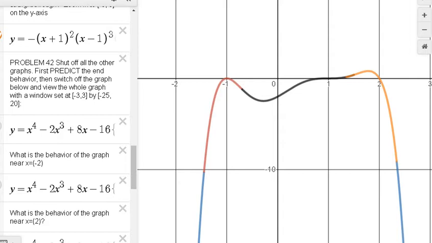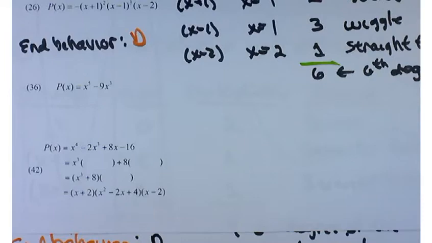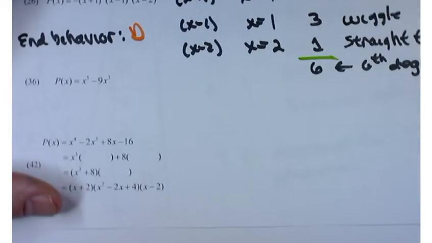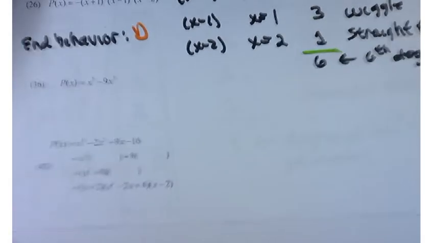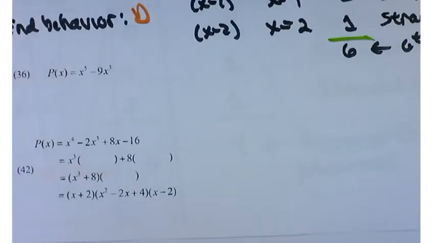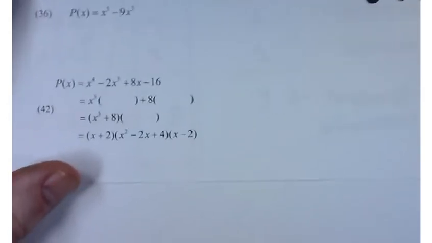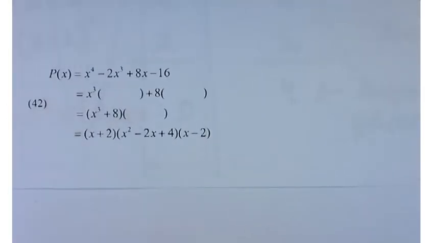Let me skip down to the last one here on our handout, problem number 42. And might help if we looked at that together. So we're going to have to do a little bit of factoring here. And a lot of times you are going to have to do some factoring.